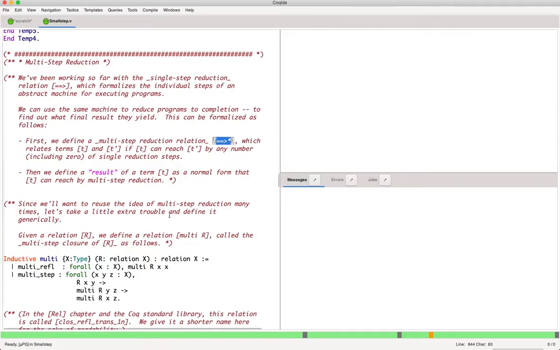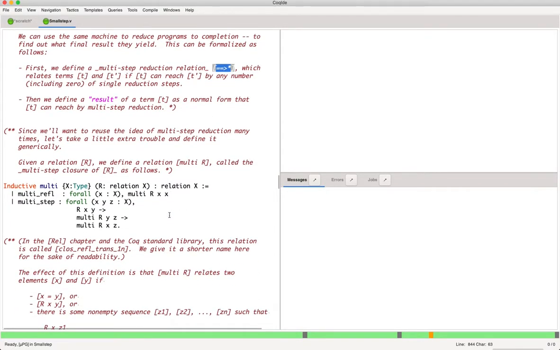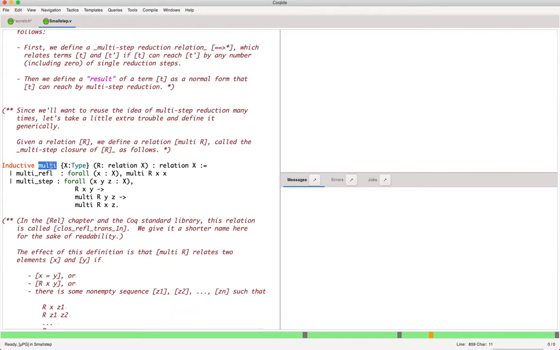And we can formalize the notion of that using a general form, which is this multi-type here, which basically says that if we've got a relation on x's that's called R, then we can make another relation on x's, which is the multi-version of R, in one of two ways. So one possibility is that we don't use R at all. In other words, all x's are related to themselves in the multi-R world. So that's the 0 steps case, if you like.